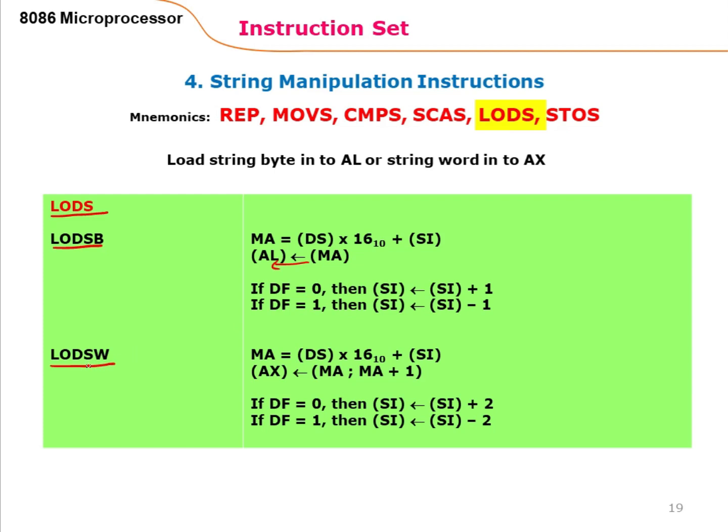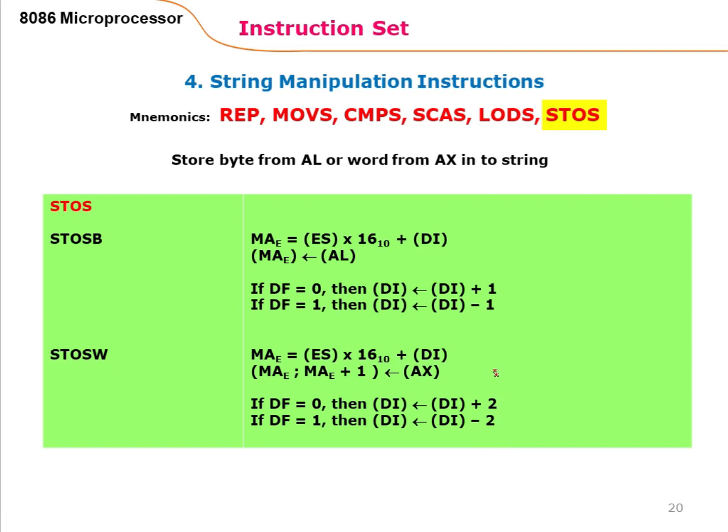For LODSW, that is the load string word instruction, we calculate the memory address as shown before, and the contents of the memory location MA are moved to the higher byte, that is AH, and MA plus 1 is moved to the lower byte. So this is moved to AH and this is moved to AL. The contents of these two memory locations are moved to the AX register. Depending upon the status of the direction flag, if it is 0, then the source index is incremented by 2, and if it is 1, then the source index is decremented by 2.